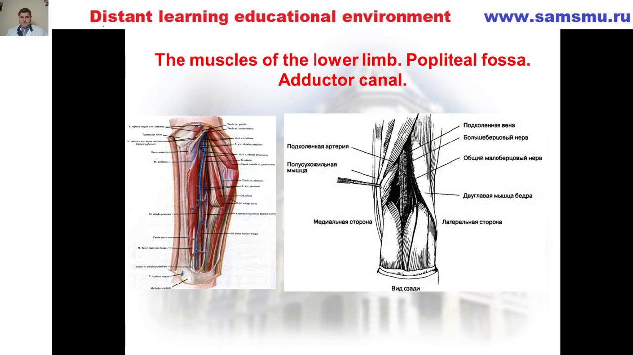So on this picture you may see some topographical elements. You may see the popliteal fossa, the rhomb-shaped popliteal fossa. It has merged borders: laterally and superiorly the biceps femoris muscle, medially the semitendinosus and semimembranosus muscles, and the lower borders, where you may see two heads of the gastrocnemius muscle.